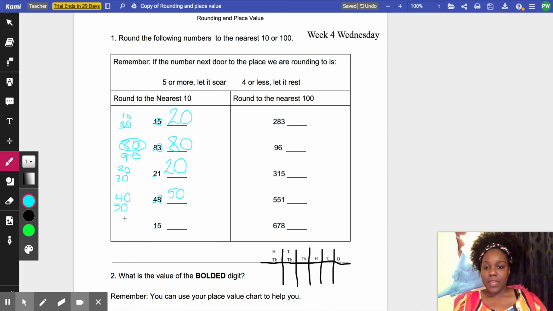15, we have a 1 here. That's 1 ten, which is 10. The next 10 after that is 20. And we have a 5 next door. That means we round it up to 20.